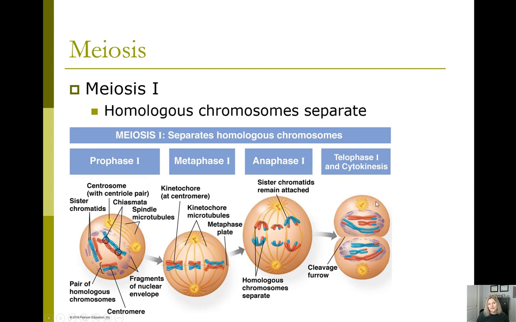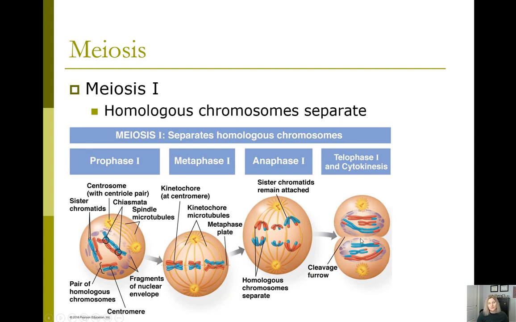Then telophase 1 is just like mitosis telophase. The nuclear envelope starts to reform a little bit. But you notice what's happening inside this cell. You have the two nuclei, but look, you've got sister chromatids still attached. Now at the end of telophase part 1, we're going to have cytokinesis. So this is going to divide into 2 cells.